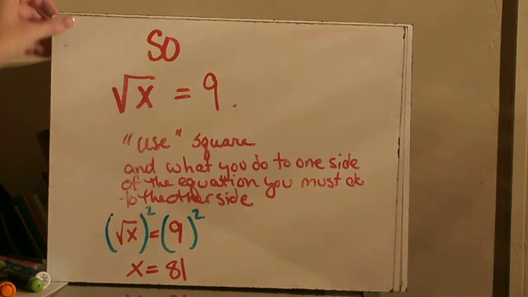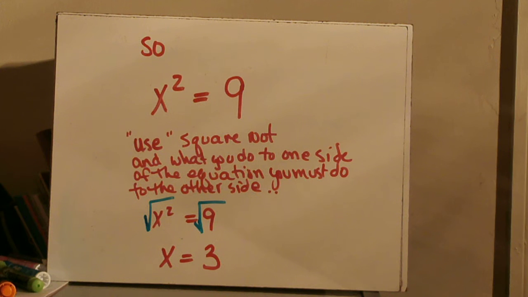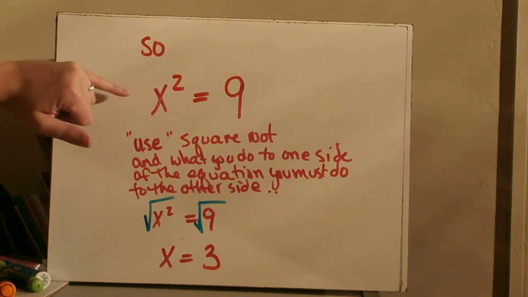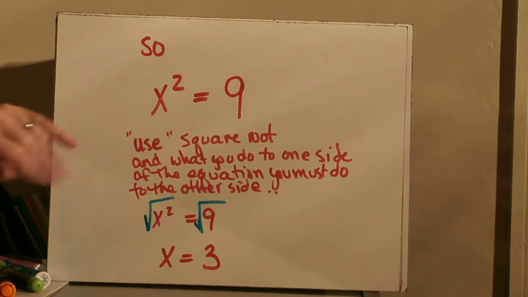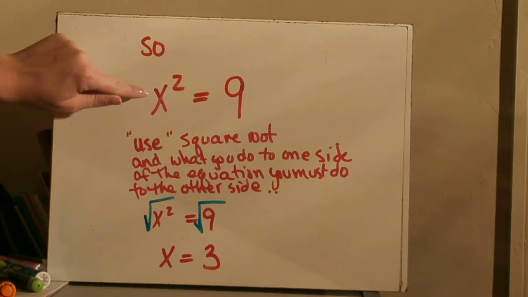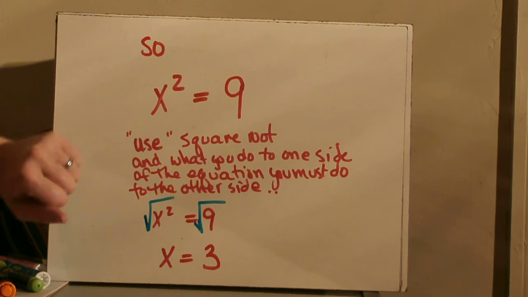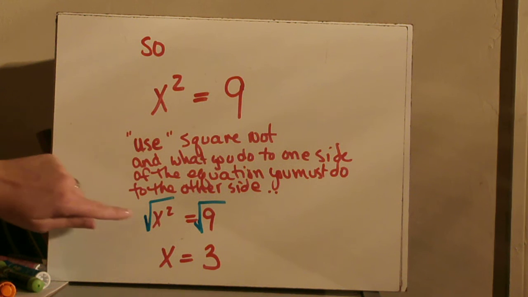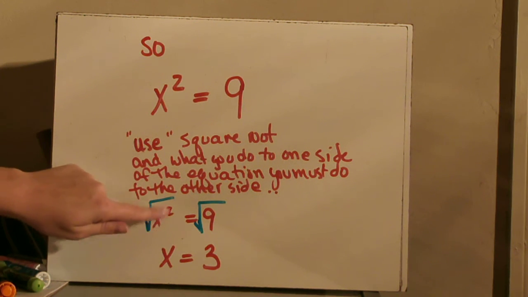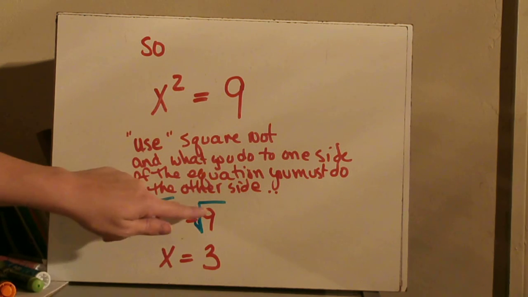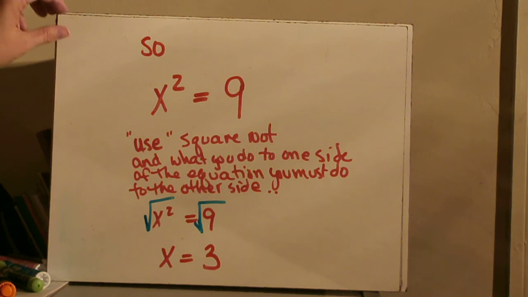If I am working with squared, I need to use the square root in order to undo the square. So x squared equals 9. If we want to know what x is, we have to use our inverse operation of using the square root. And what we do to one side of the equation, we must do to the other. So I'm going to find the square root of both sides. Over here, that's going to undo my square and leave me with just x. And then the square root of 9 is 3.